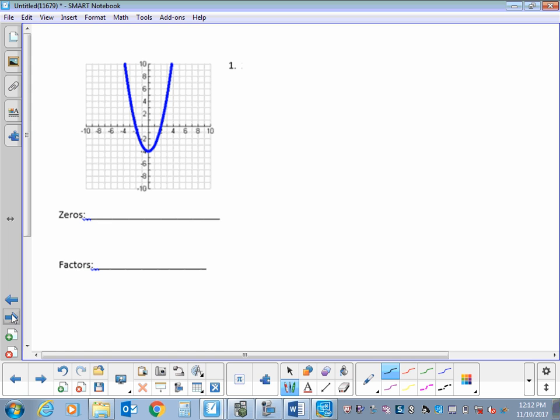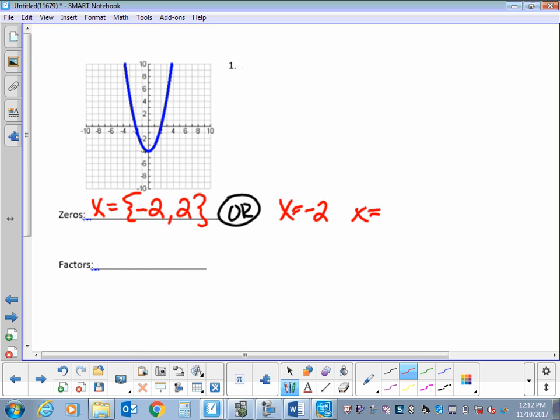Let's look at number 1. What are my zeros here? -2 and what? And +2. You can write your zeros two ways. If you don't want to write it like that, you can also write it as two separate things. It's the same thing. Okay?